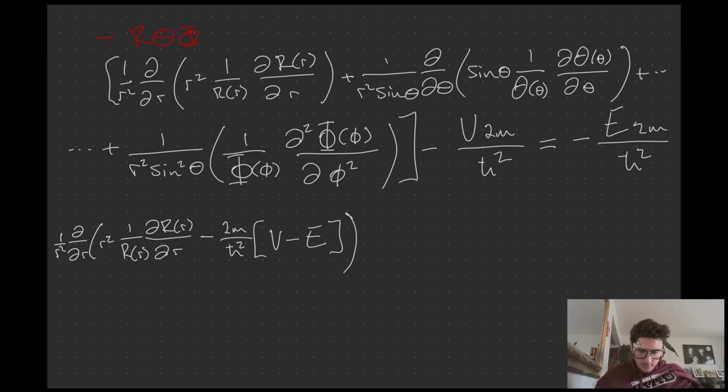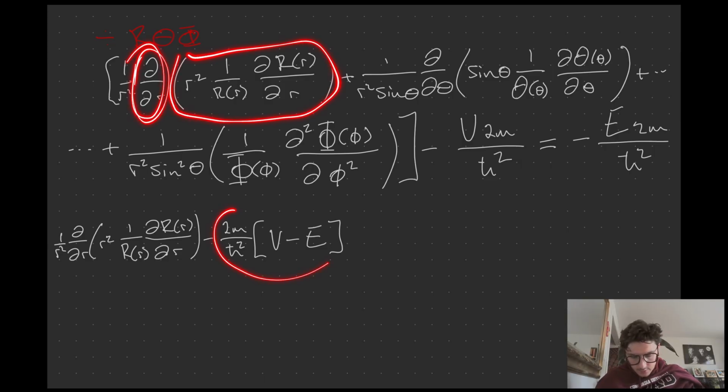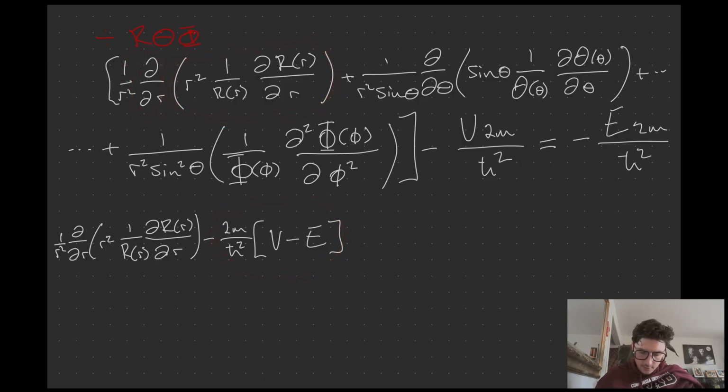Actually, no, we can't close brackets there. We have to close brackets here, minus, and then that thing. We have to close brackets here because this thing is acting on this whole thing. This thing should not be acting on this stuff. It's fine if it, actually it's not fine if it does, because V depends on r. V is a function of r. We're assuming V is spherically symmetric.